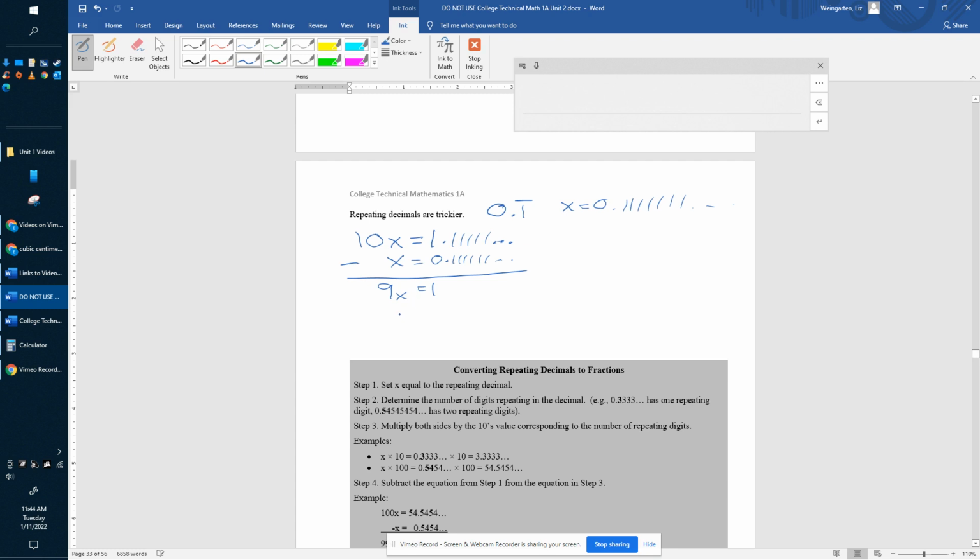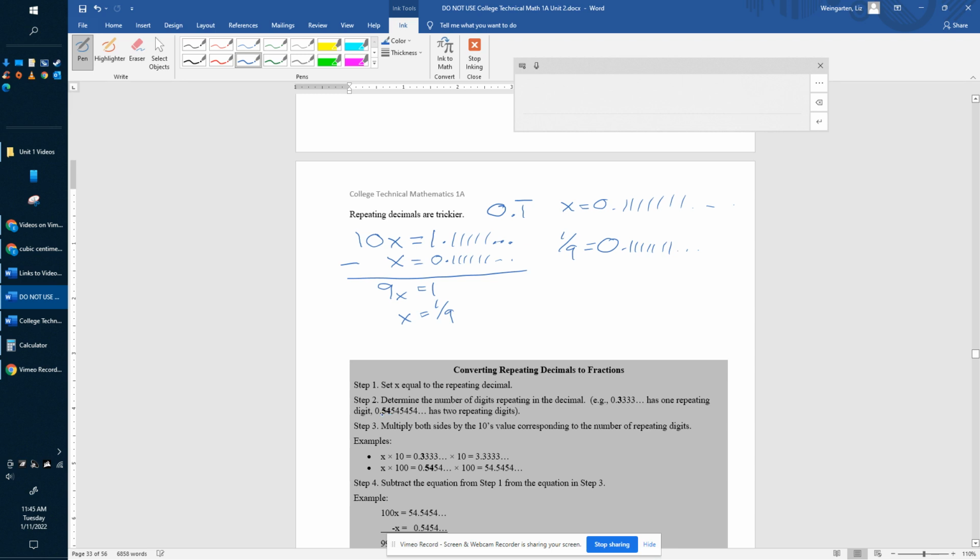Now if we solve for x, x equals 1/9. So 1/9 equals 0.1111111, going on forever. Why did we choose 10? We chose 10 because there's only one digit that's repeating, the 1. If we had a number like in step 2 here, 0.54545454 repeating, then we would multiply it by 100 because the repeating decimal ends on the 100 spot.